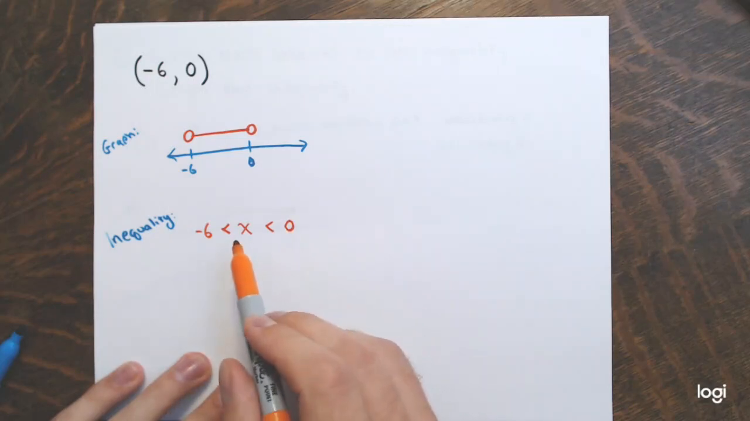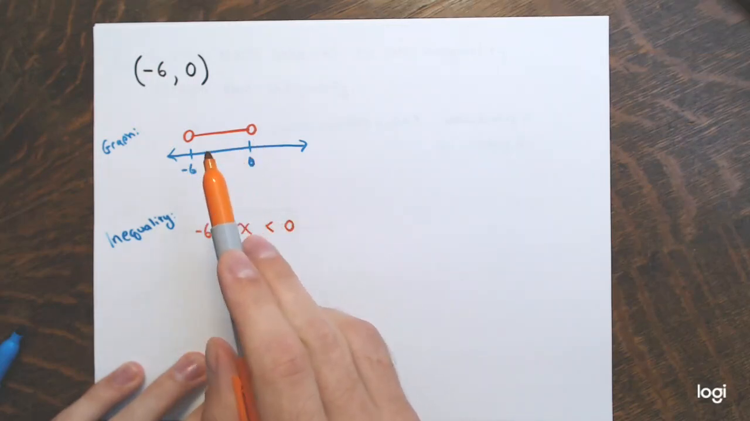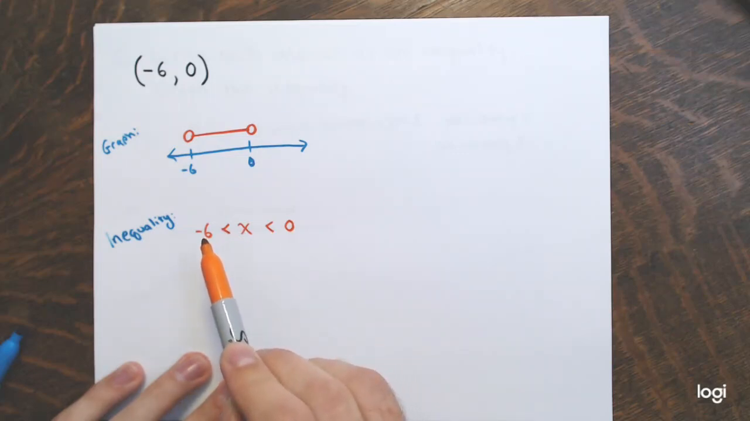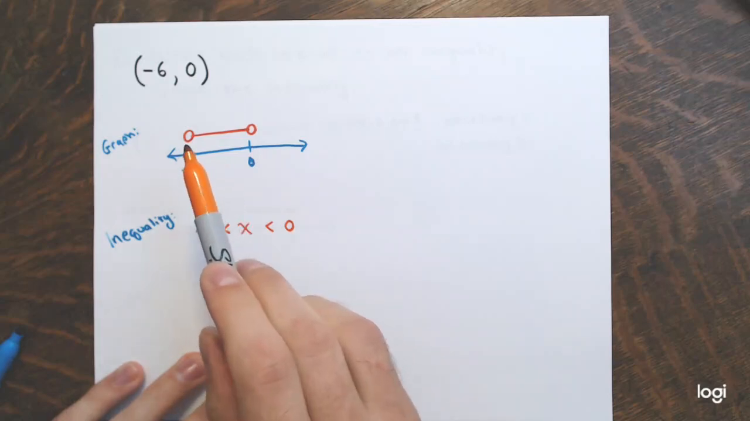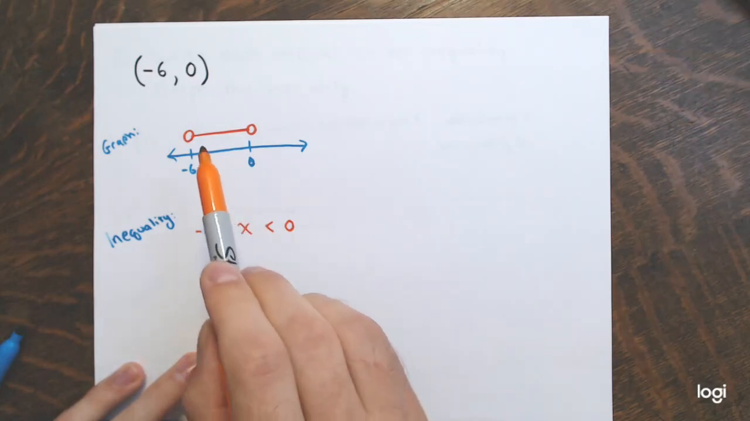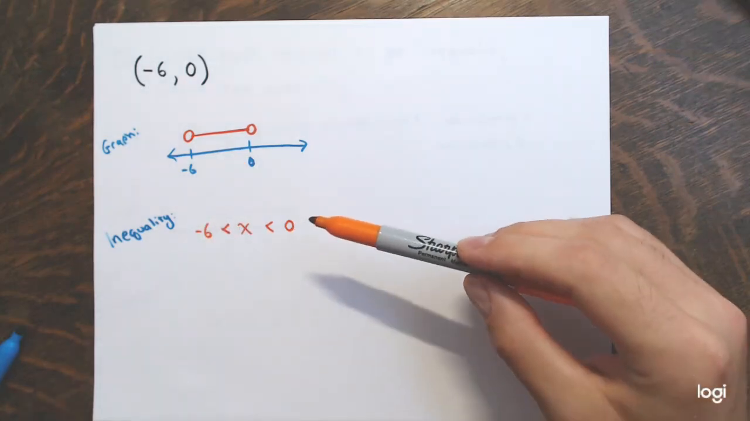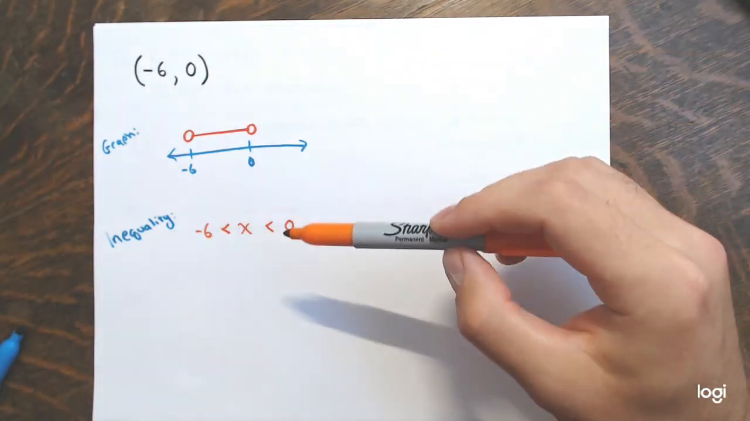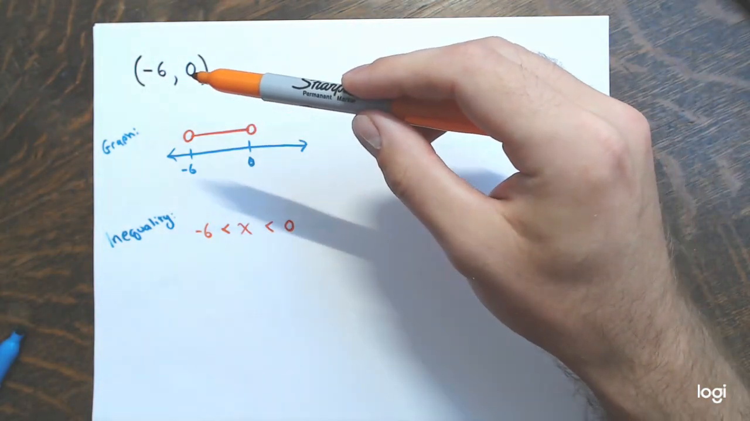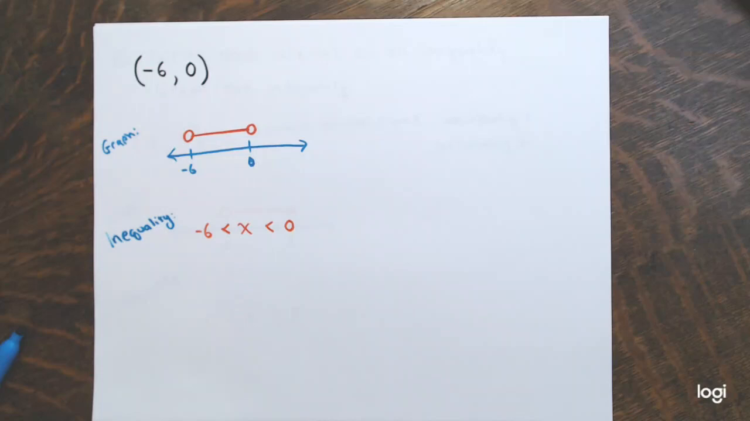All right. And it doesn't include either of the endpoints, right? So no equal, just strictly less than there. So -6 is less than whatever x is, and at the same time x is less than 0. X is between -6 and 0. So here's an inequality that describes the same numbers as that picture, which describe the same numbers as this interval. All three are interchangeable.